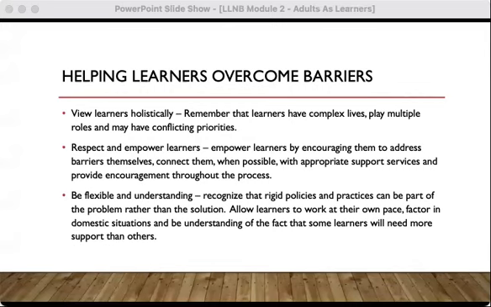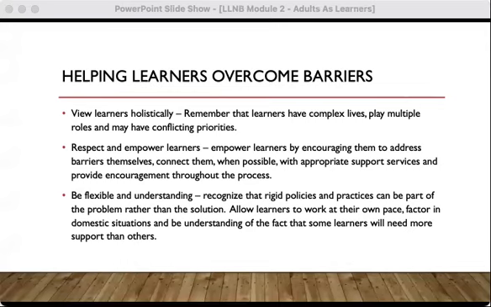View learners holistically. Remember that learners have complex lives, play multiple roles, and may have conflicting priorities. Respect and empower learners. Empower learners by encouraging them to address the barriers themselves. Connect them when possible with the appropriate support services and provide encouragement throughout the process.